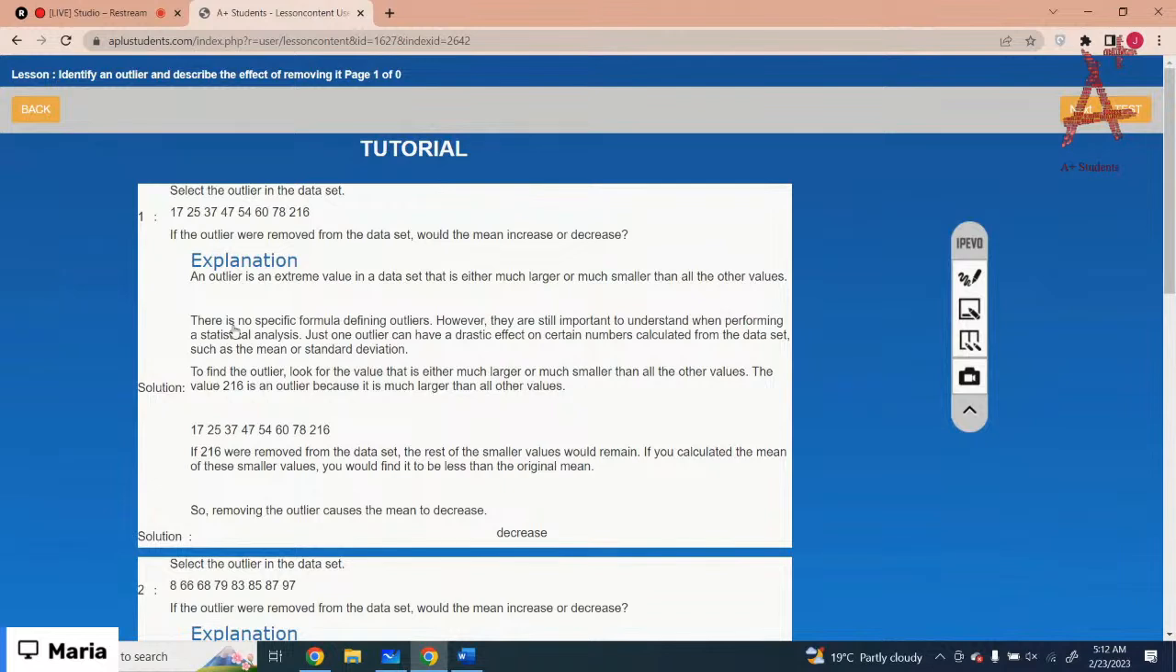Select the outlier in the data set: 17, 25, 37, 47, 54, 60, 78, and 216. If the outlier were removed from the data set, would the mean increase or decrease? So let's start with the definition of the outlier. An outlier is an extreme value in the data set that is either much larger or much smaller than all the other values. Got it?